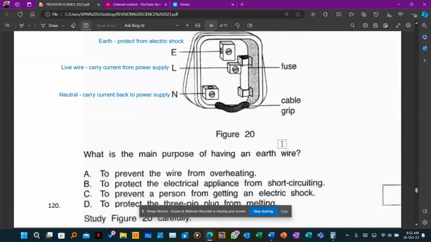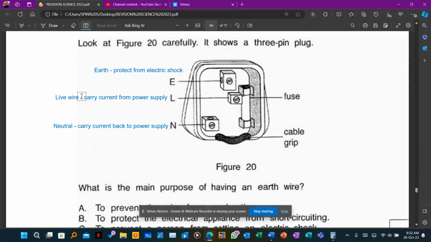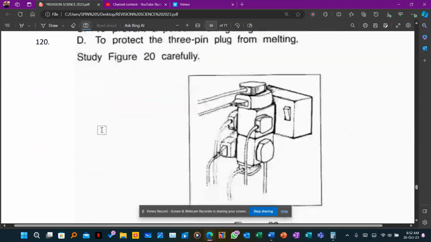For the color, please double check your textbook. The earth wire should be green and yellow. The live wire should be brown or red. I'm not fully sure anymore. Neutral should be blue.